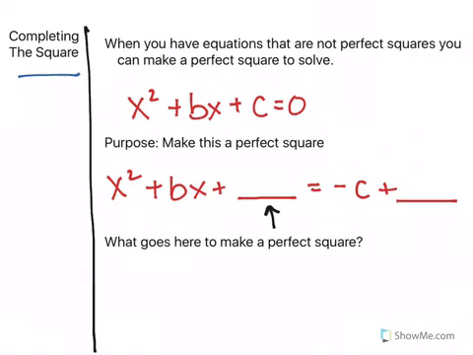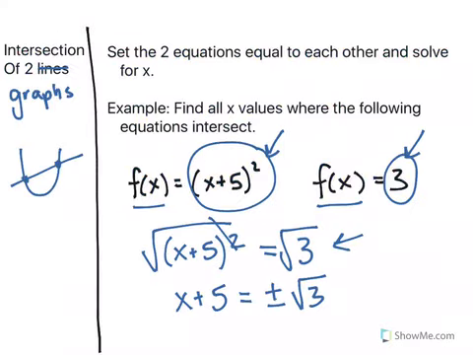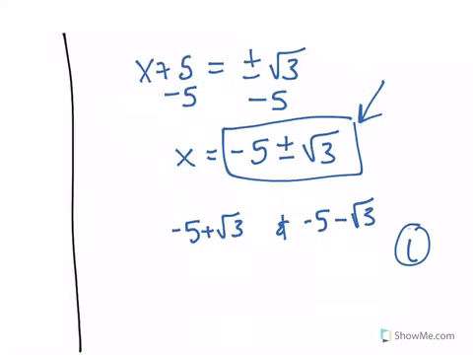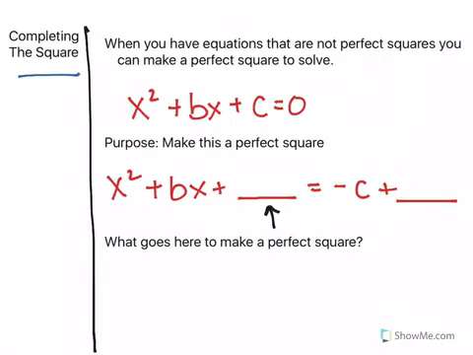Whenever you have equations that are not perfect squares, you can make a perfect square in order to solve. If we look back here again, you can see that when we made this equation, we had a perfect square, x plus 5 squared. That came from a perfect square trinomial. In this case, we don't have a perfect square trinomial, and our purpose is to make a perfect square trinomial. How can we do that? What goes in this blank right here in order to make a perfect square?